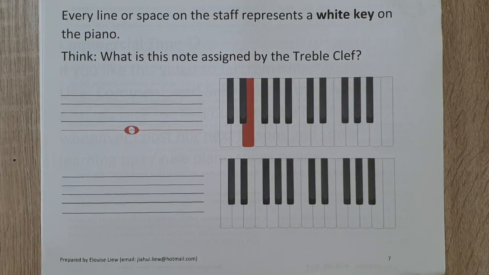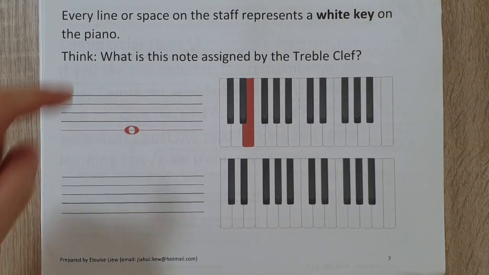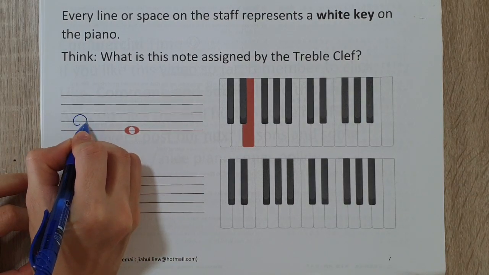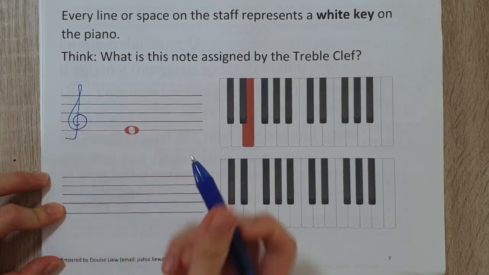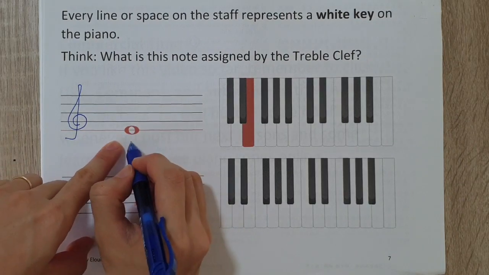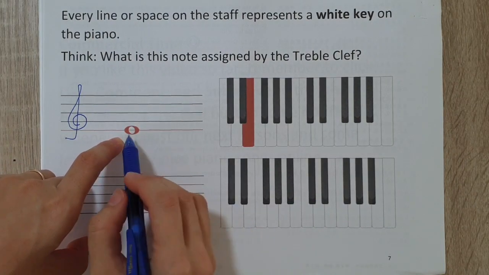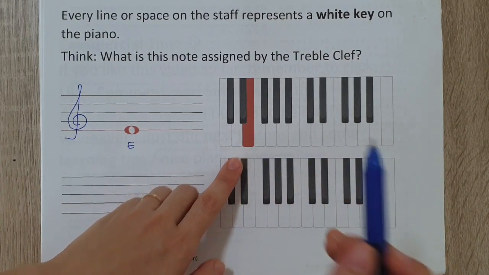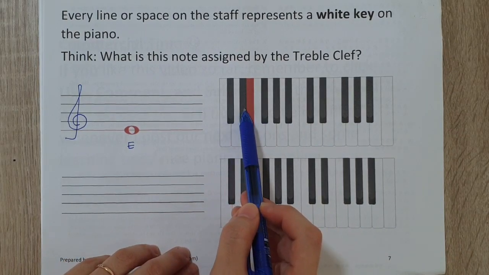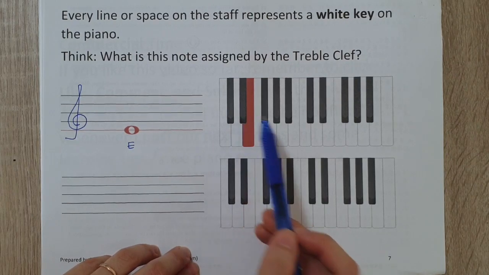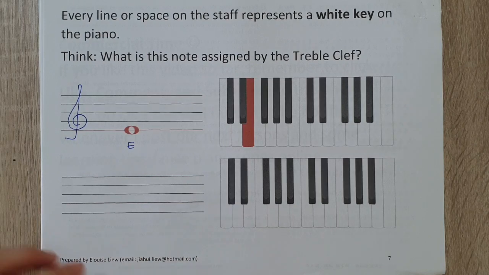Every line or space on the staff represents a white key on the piano. Think, what is this note assigned by the treble clef? So here's a treble clef. So what does this note represent? That's an E. So E is actually represented by the white key, this white key. As you see, there are two black keys here. So the white key that is closest to the second black key is the E. Okay, let's try another one.